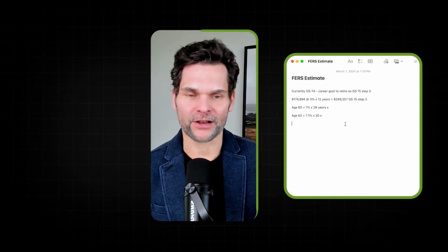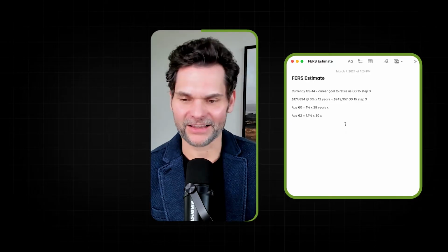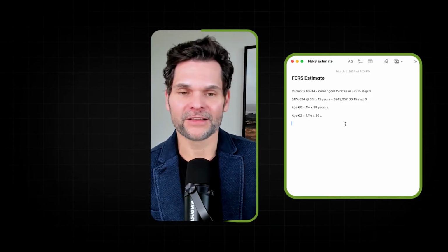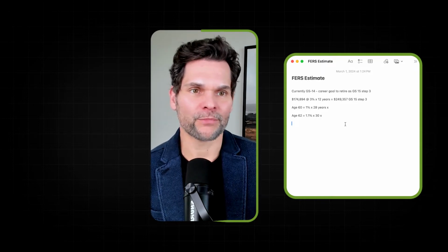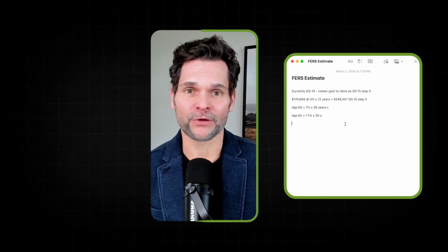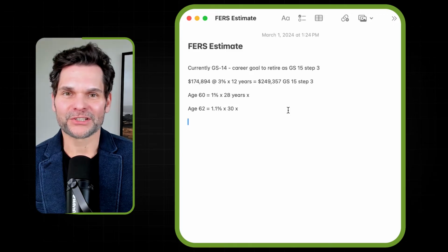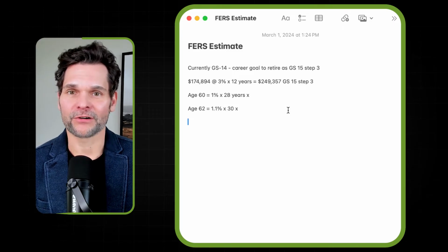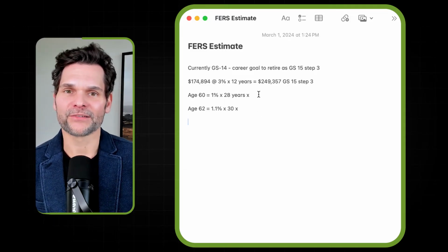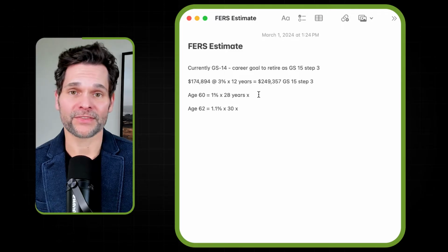Of course, this is simplistic, and this annuity calculation is not taking into consideration any of the nuance. There are some great spreadsheets out there that take in all the nuance, whether you're buying back time, and you can get down to the dollar on what you want to project your high 3 to be. But we're going to use this inflation adjusted number, $249,357 at age 60, as your high 3. We're going to say this employee has 28 years of service at that point.